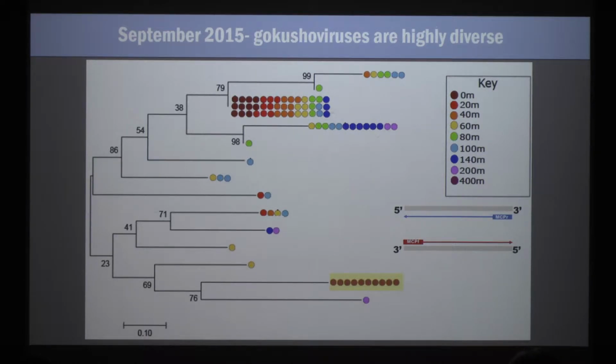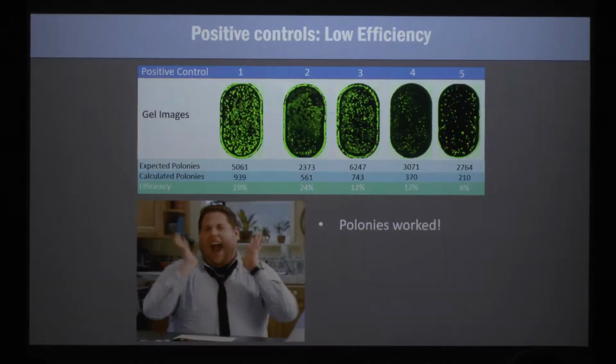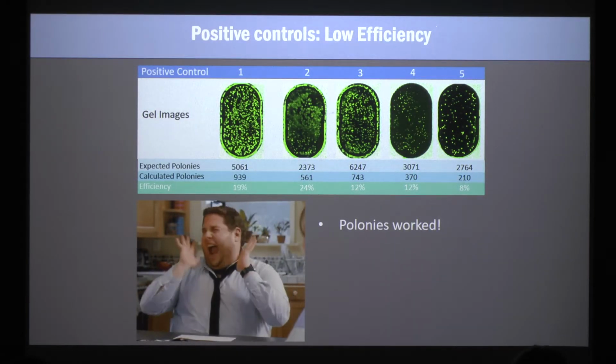Now I needed to pick my positive controls that worked best with my primer and probe, so I picked 5 that were divergent from each other, because again, we're looking at quantifying the abundance of a diverse group, and so I picked these 5 here. And so then I was really excited to finally try Polonies on the positive controls, which has never been done for gokushoviruses before, hoping that at least one of these positive controls would work. And I got really excited because all 5 of them did.